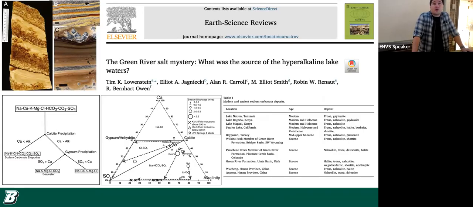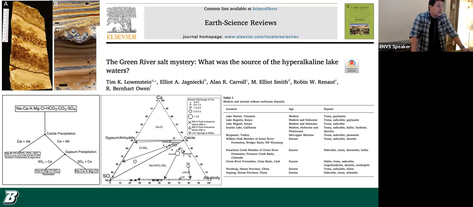So one of the first questions I wanted to tackle with my research stemmed from some of the research my advisor, Tim Lowenstein, had been doing a few years prior, which was, assuming these lake waters, which were pretty unique in how hypersaline they were. Most lakes around the world today are not hypersaline alkaline lakes. What made these so special? Where did their source waters come from? What made them chemically distinct from other basins?